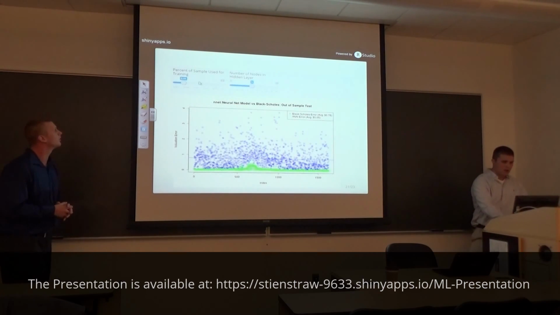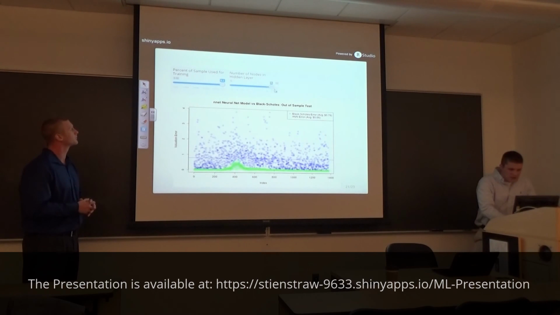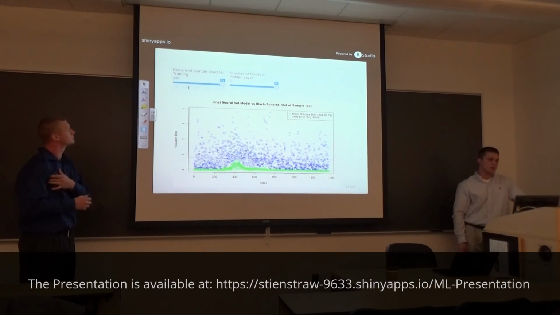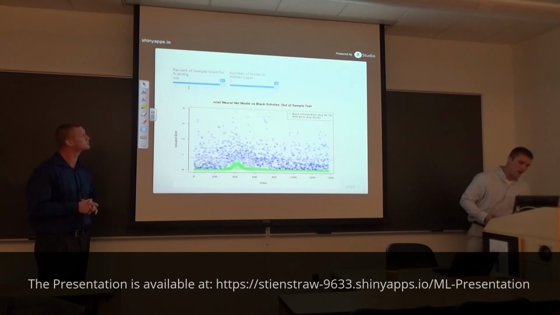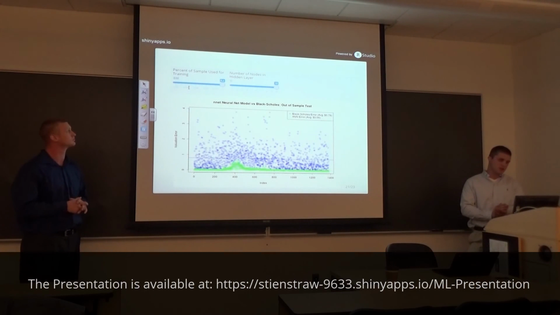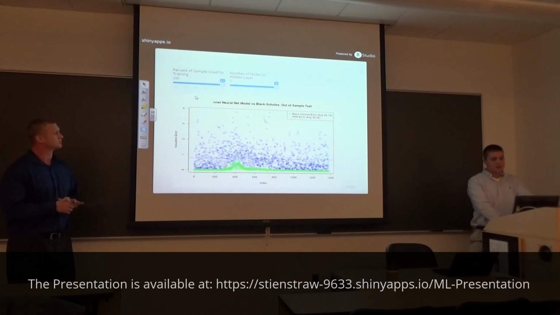All right, so if you see here these adjustable sliders on the left-hand side, you're going to see the percent of the sample used for training. That's the number of observations you're giving to the neural net to train and make observations upon. On the right-hand side, we have about 20% of the observations used, which was roughly 400 observations in our data set. You can also see the number of nodes in the hidden layer.